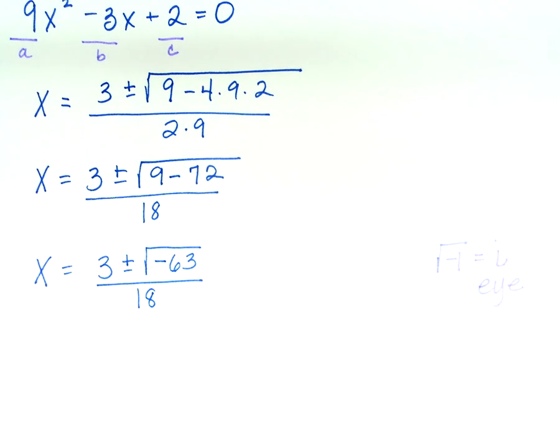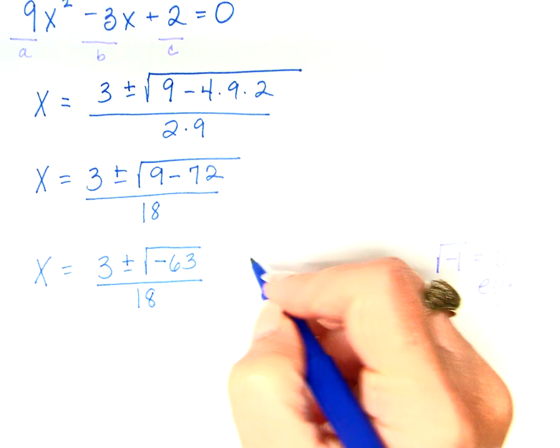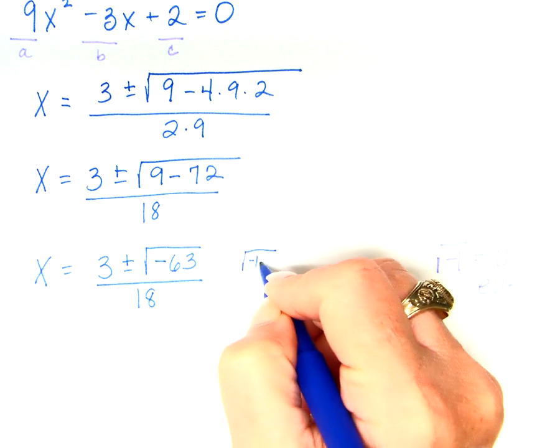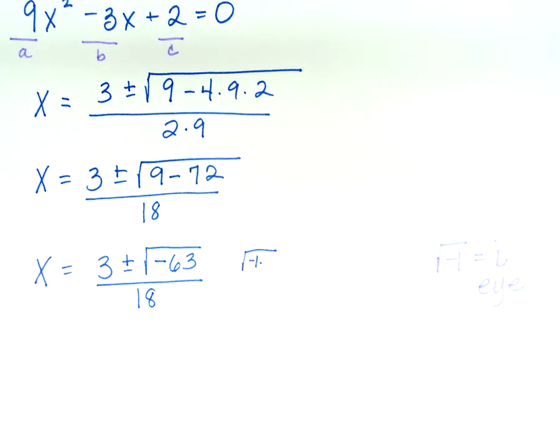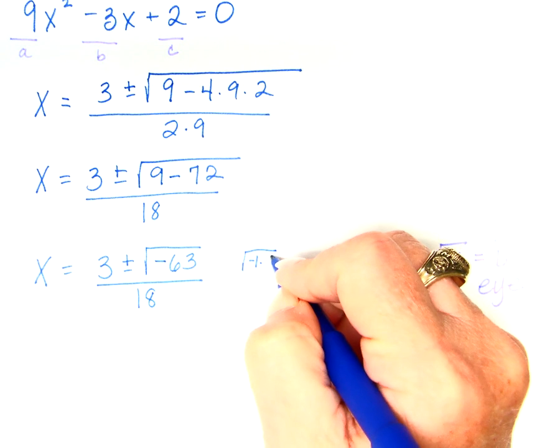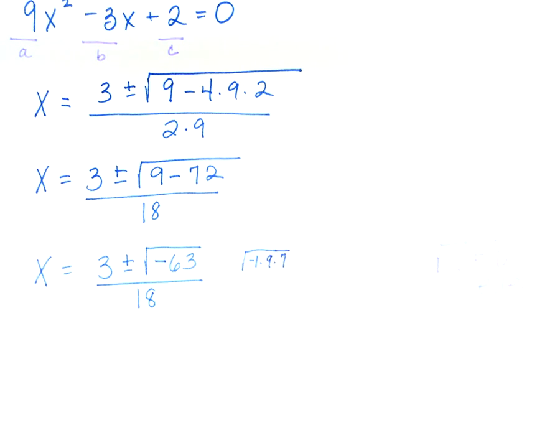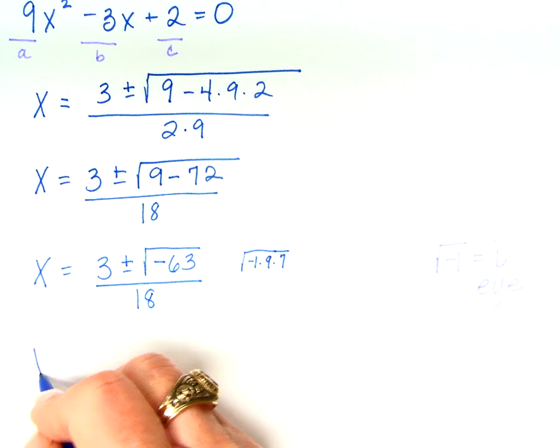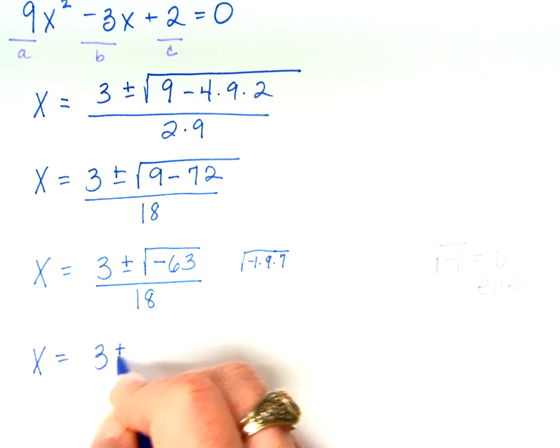Here we go. This is the same as negative 1 times what? 63 I agree with, but can I break it down any further? Is there something divisible into 63 that I know the square root of? 9. 9 and what? 7. Okay, oh, that's right. Because I can divide it into negative 1, 9, and 7, in my next step, I get 3 plus or minus.